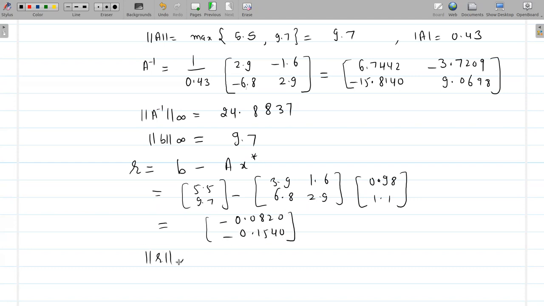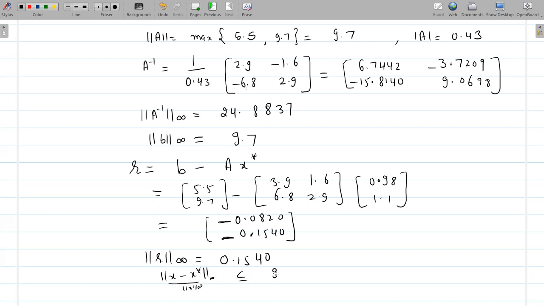Then find the norm of r. Of the two components, try to locate the relatively bigger one, and you can check the second one is bigger. Take the bigger one in modulus: the first is 0.08, the second is 0.015. So finally put everything in that bound, and calculate the right hand side.